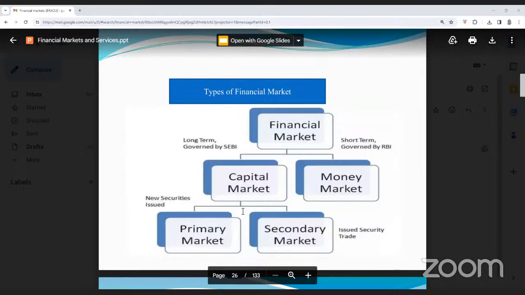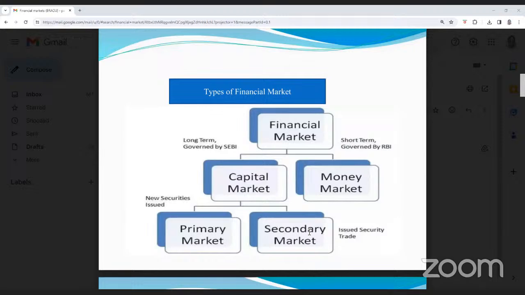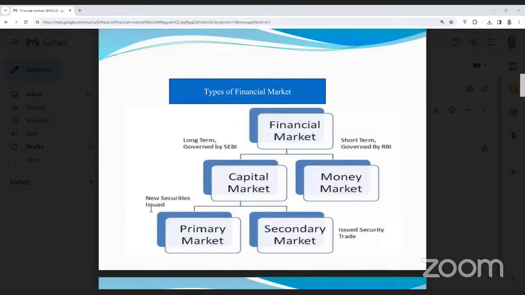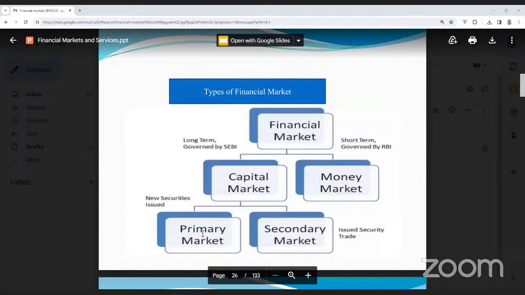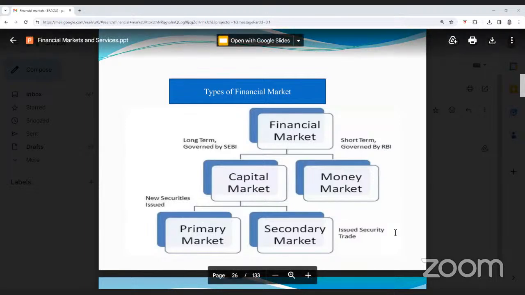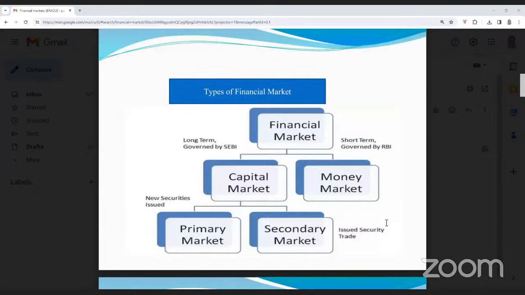And next is the capital market. It is classified into two. One is the primary market, the other the secondary market. Primary market is new security issue. Secondary market is issued security trading. The primary is the first time. This is the second time. Whatever we issue, we trade here. Take the screenshot. Done, ma'am.